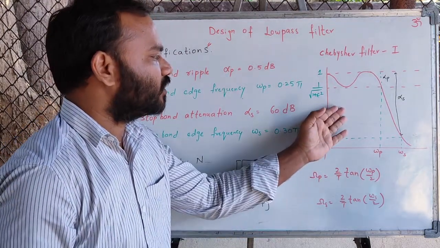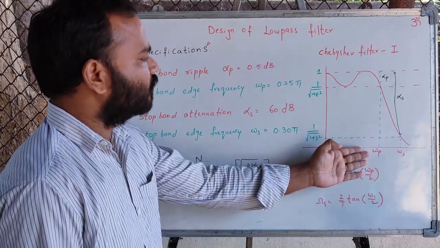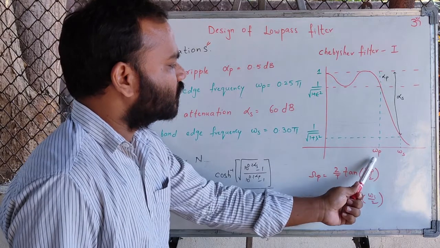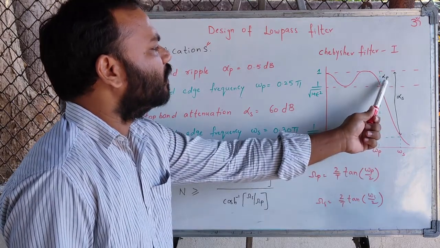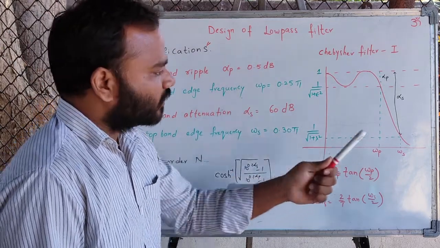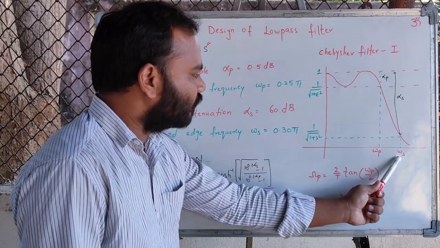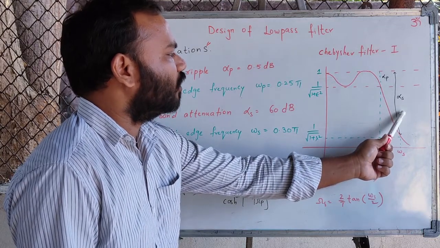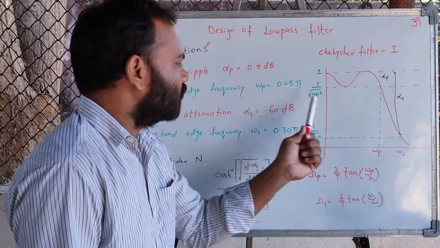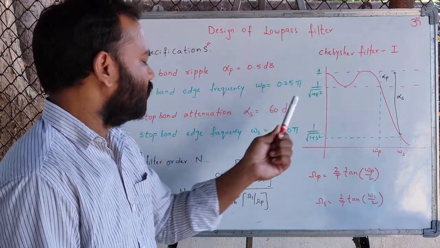The magnitude characteristics of the Chebyshev filter is shown here. So we have passband edge frequency omega p equal to 0.25 pi, and at this passband edge frequency the maximum passband ripple is 0.5 decibels. Next, the stop band edge frequency is 0.3 pi, and at this stop band edge frequency we have a maximum attenuation of 60 decibels.